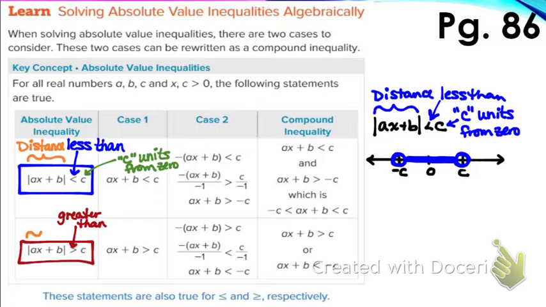So this inequality down here says my distance is greater than C units from 0. My distance is greater than or more than, bigger than, farther than. If I tell you I am more than 5 miles away from the high school right now, could I be 1 mile away? 3 miles away? 20 miles away?